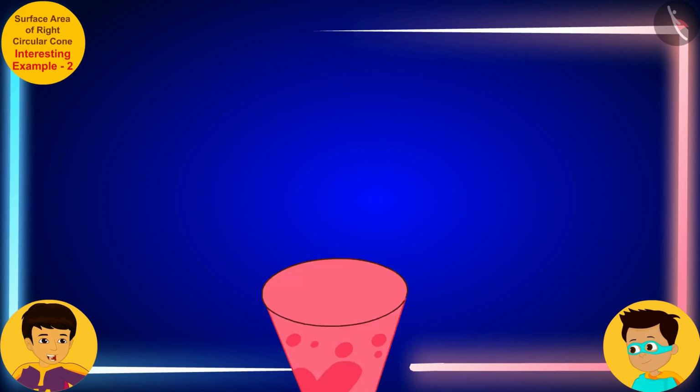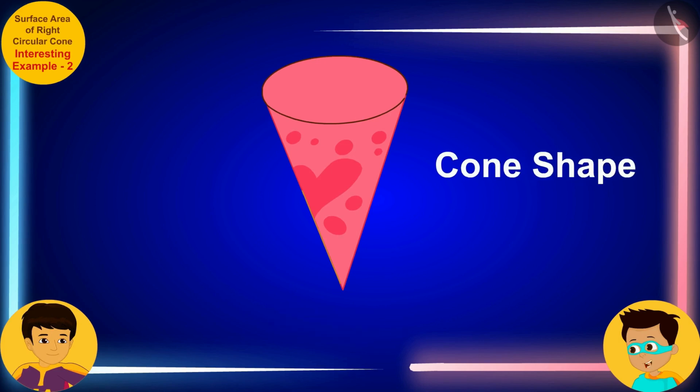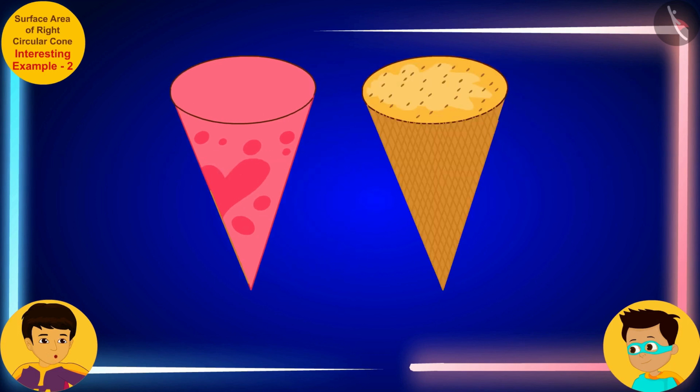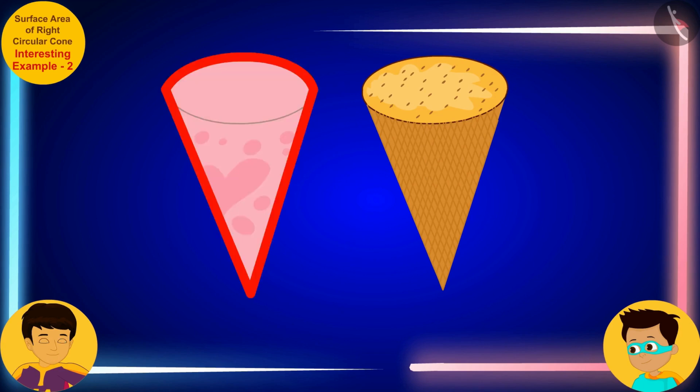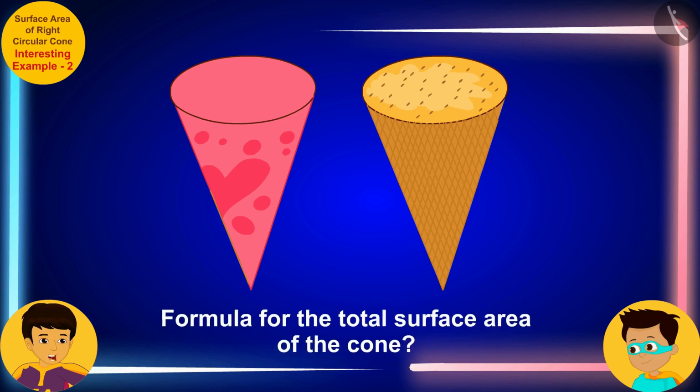Thomas, can you tell me what shape this ice cream is? I guess this ice cream looks like a cone. That's right. And look, Thomas, this ice cream is completely covered with this colored paper. This means that the paper used to cover the ice cream will be equal to its total surface area. Do you remember the formula for the total surface area of the cone, Thomas?